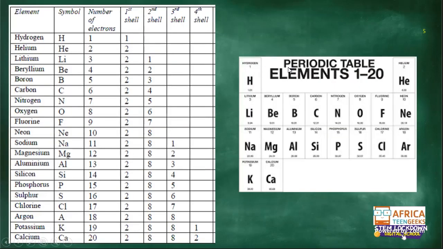So here it is in the periodic table, the first 20, listed on the right-hand side. And on the left-hand side, we put it in table form for you, where you have the first 20, then their symbols, and the number of electrons each has. If the number of electrons is this, then the number of protons would be equal to the number of electrons.